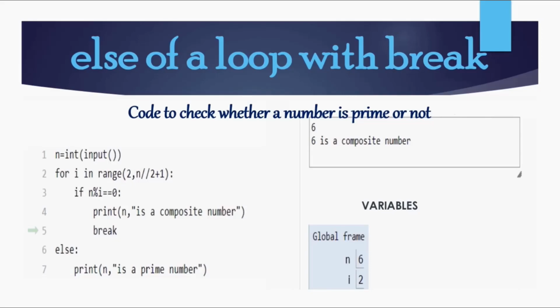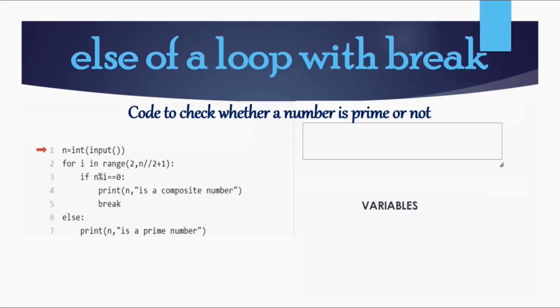So this example shows it very clearly. When a loop has a break statement, then else of the loop is not executed. Let's run this code one more time for a prime number. So for this, variable n has been assigned value 7. In the loop, the range function will generate numbers from 2 to 7 divided by 2 plus 1, which is 4. That means variable i will get the values 2 and 3.